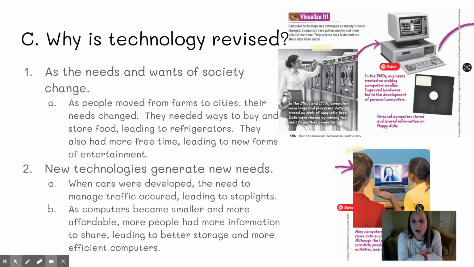And then new technologies generate new needs. For example, when cars were developed, the need to manage traffic occurred, which led to the development of stoplights. As computers became smaller and more affordable, more people had more information to share, leading to better storage and more efficient computers. So as changes in society happen, new technologies are created. Those new technologies generate new needs or new wants that people have.